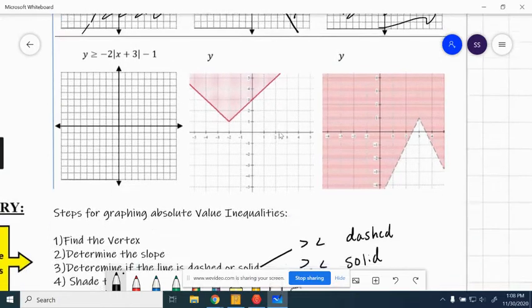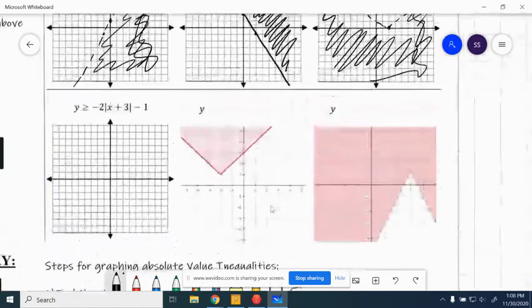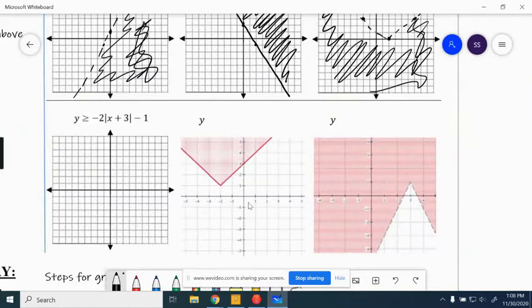We want to first find the vertex. So let's do that. So the vertex, remember, it's like the opposite of this value. So if this is +3, our value is going to be -3. And then this one is straightforward. It's just -1. So here is our vertex at -3, -1. So let's get that out there. Go back 3, down 1. Okay, there's our vertex right there.